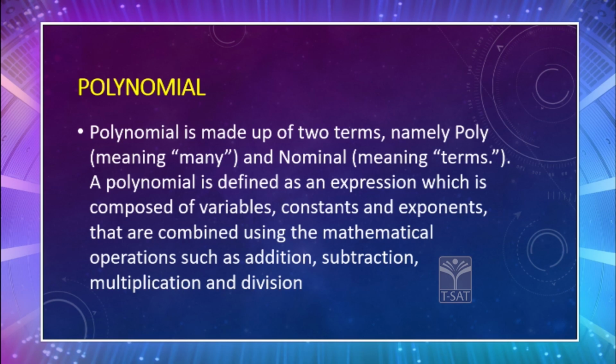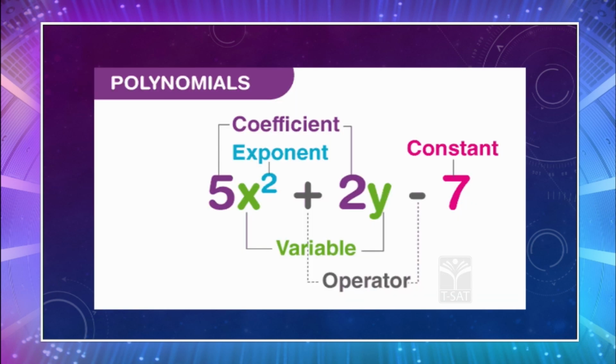A polynomial is defined as an expression which is composed of variables, constants and exponents that are combined using mathematical operations such as addition, subtraction, multiplication and division. Let us see one example, that is 5x square plus 2y minus 7. There are three terms. All these are combined with an algebraic sum. Algebraic sum means using different mathematical operations, addition, subtraction, multiplication, and of course division.